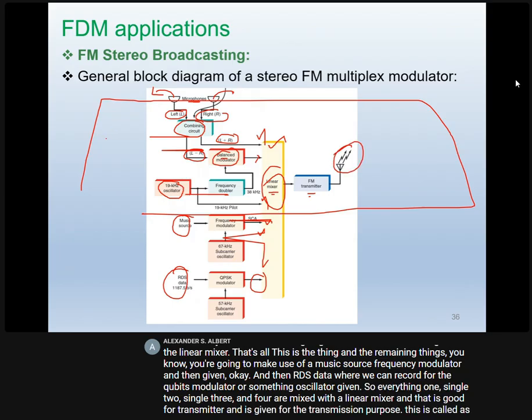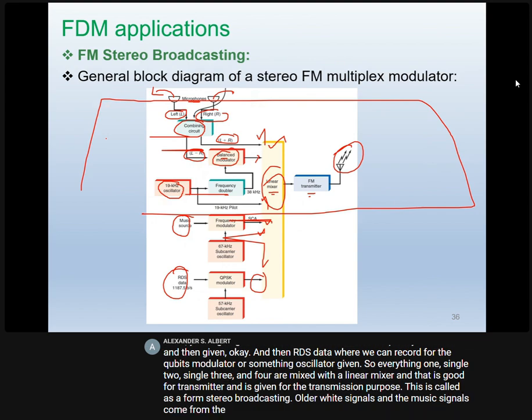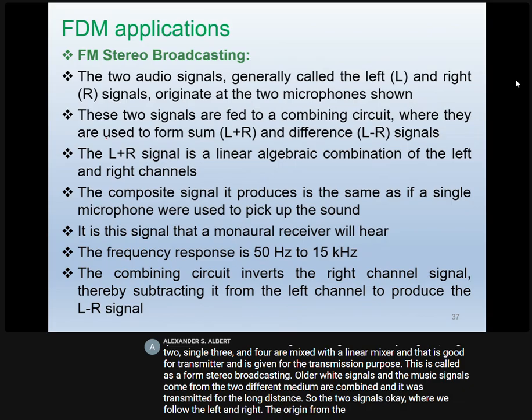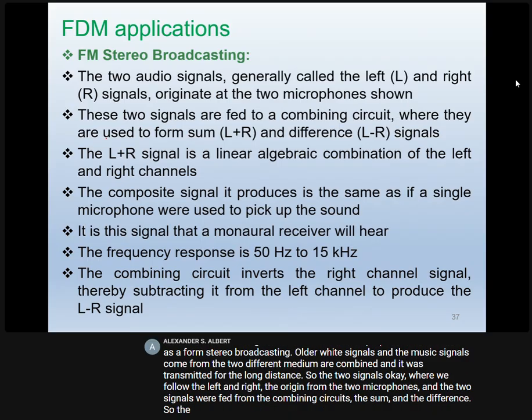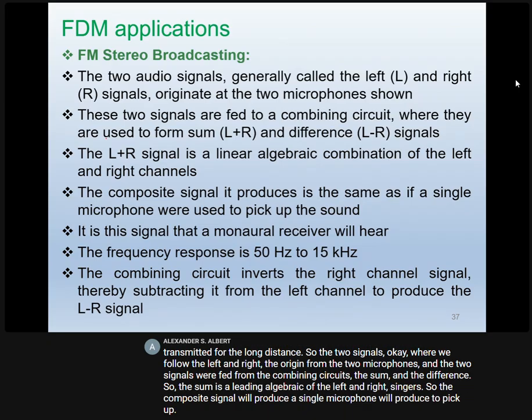This is called FM stereo broadcasting. How the voice signals and the music signals coming from two different mediums are combined and transmitted over a long distance. The two signals, which we call left and right, originate from two microphones, and they are fed to combining circuits, the sum and the difference. The sum is a linear algebraic sum of the left and right signals, so the composite signal is what a single microphone would pick up. It is the signal that a monaural receiver will hear.